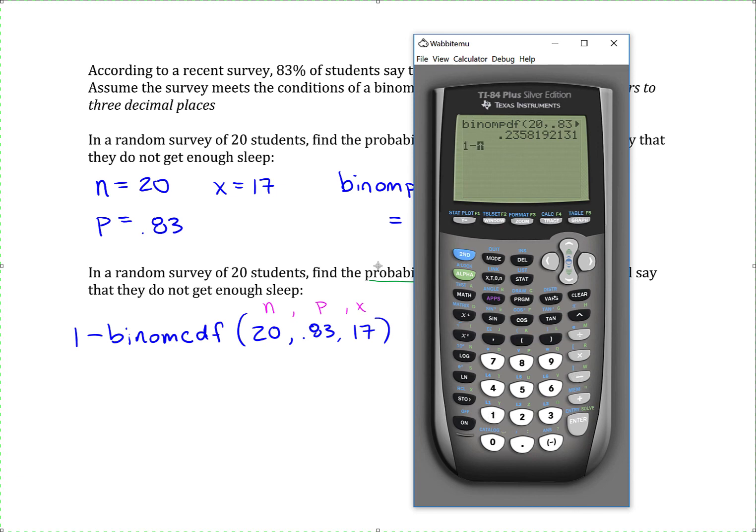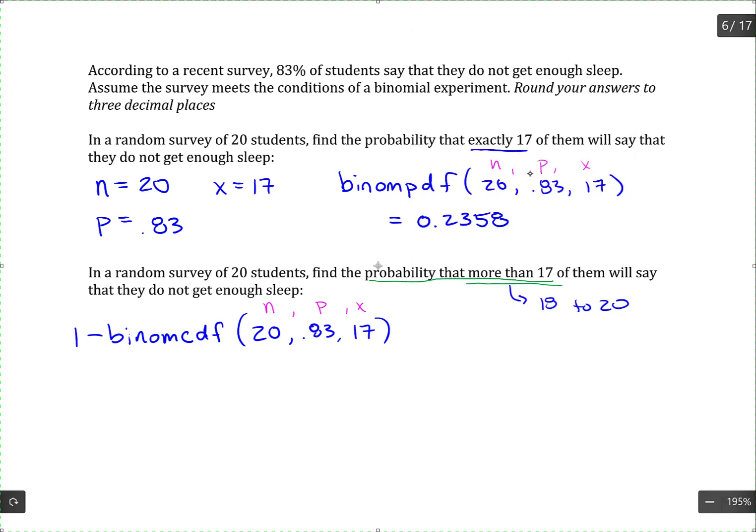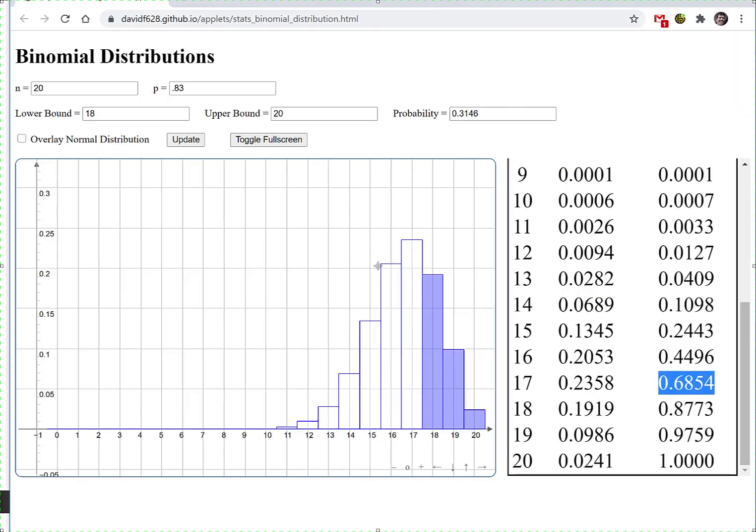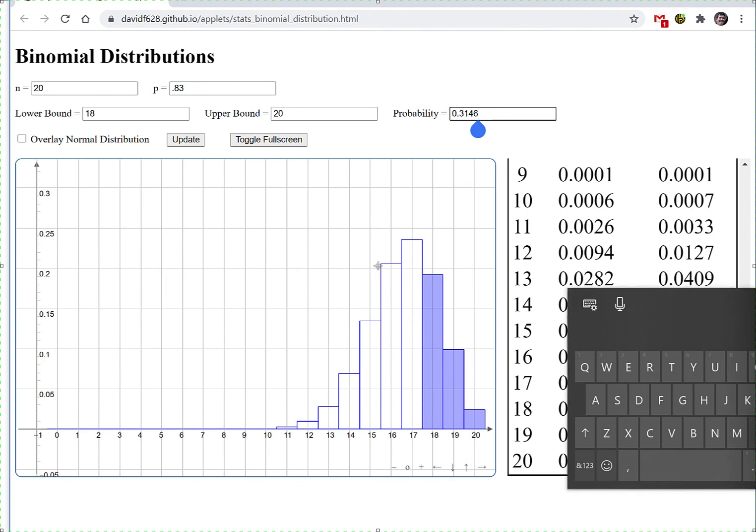All right, so 1 minus distributions. I come down to Binomcdf. There are 20 trials. Probability of success is 0.83. And I want to add up everything up to 17, up to and including 17, and then subtract that sum from 1, because that's going to give me what's left over from 18 to 20. So in this case, 0.3146. And that matches what we had come up with right here.